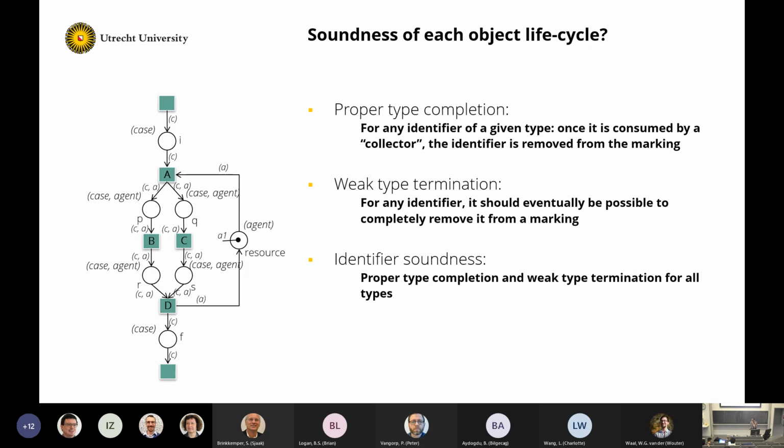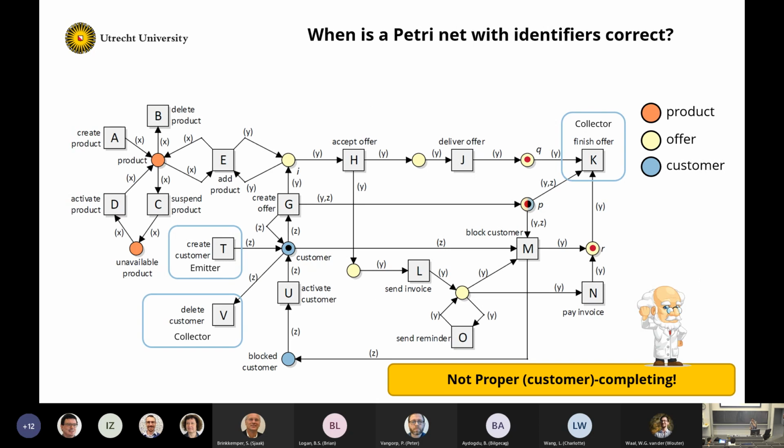Yeah, so if you do it this way, and I look to this net, the problem was that we have this finish offer. Removing this one, then the reference in place customer would remain. Or if you fire transition V, then in place P, the reference would remain. So this net is not proper customer completing. So now I can pinpoint this model is not correct, and I can even name what the problem is. So we're already one step further.